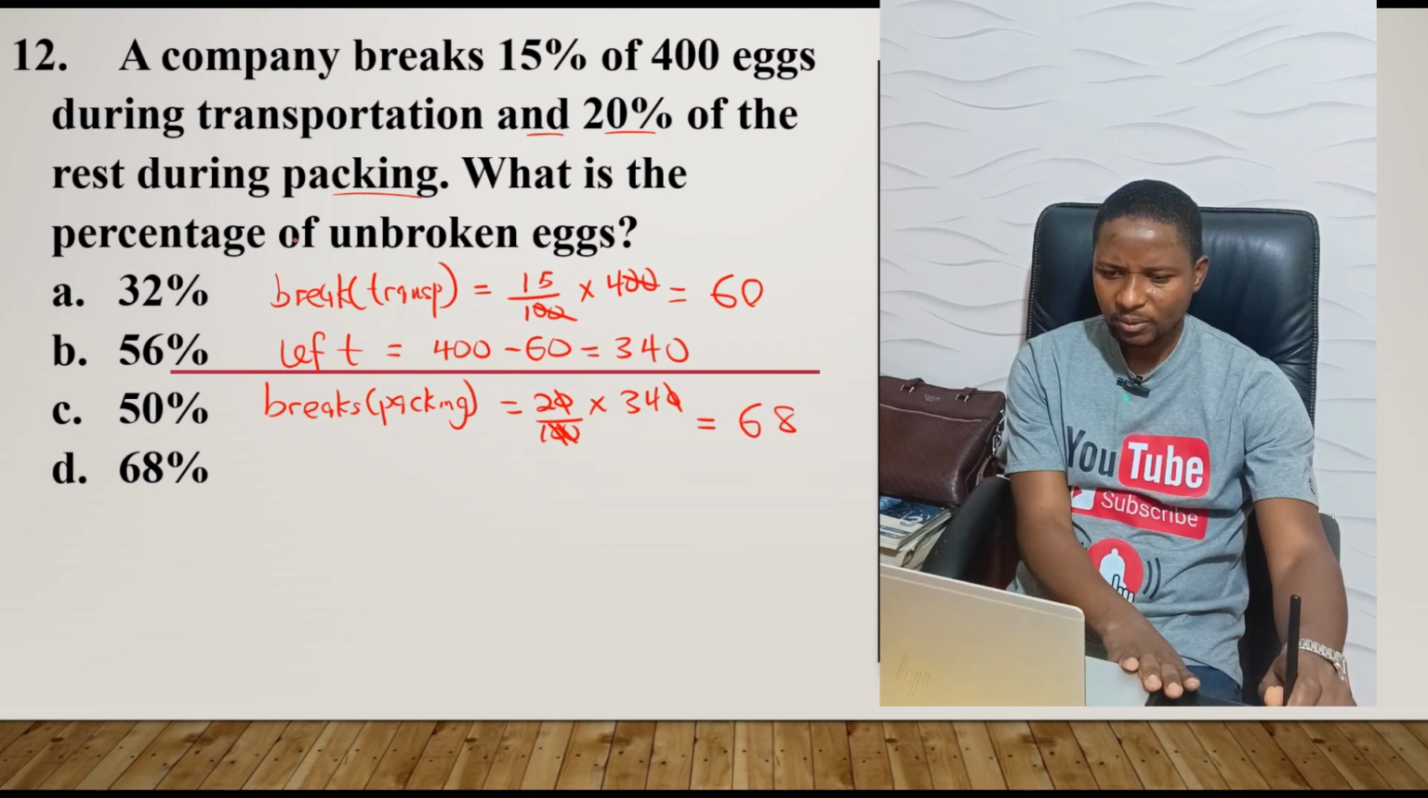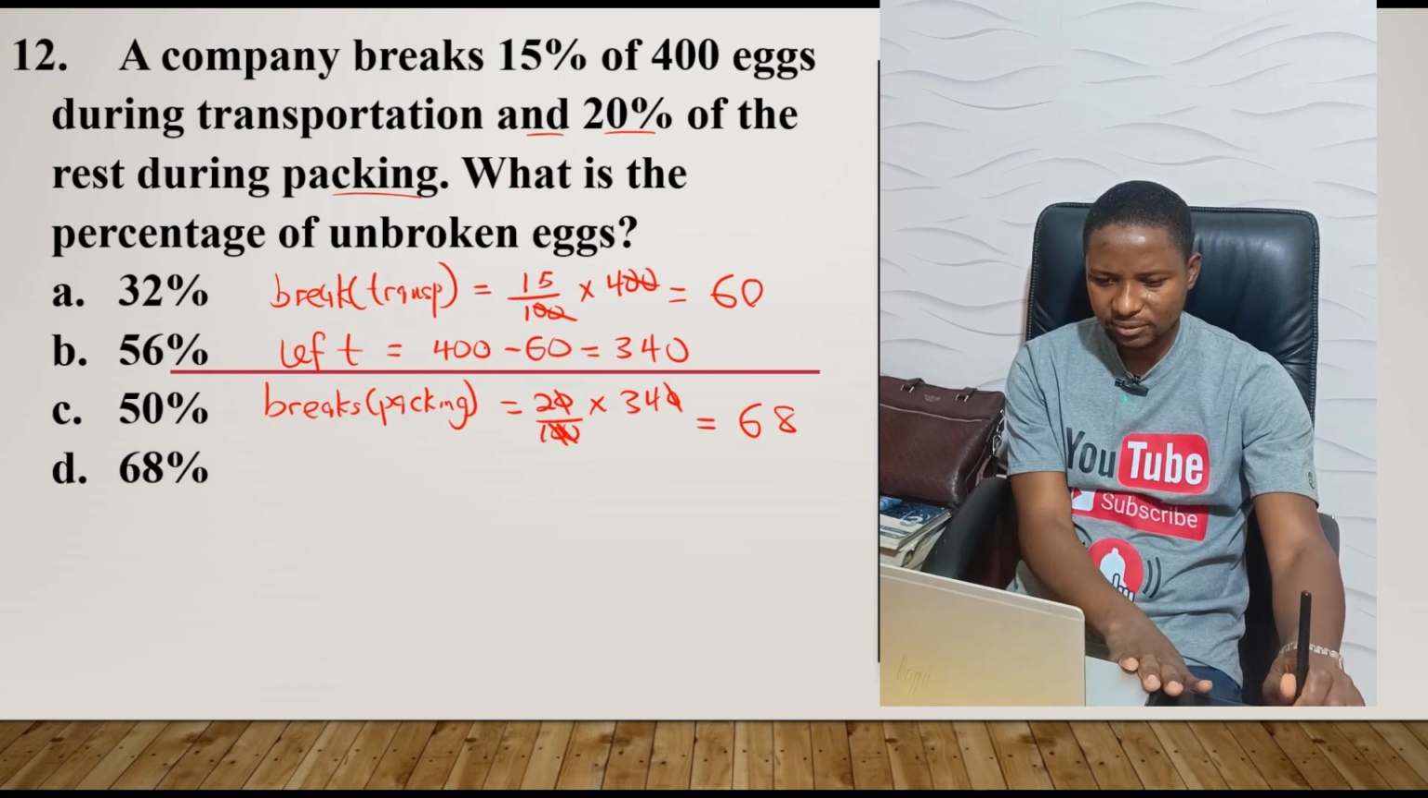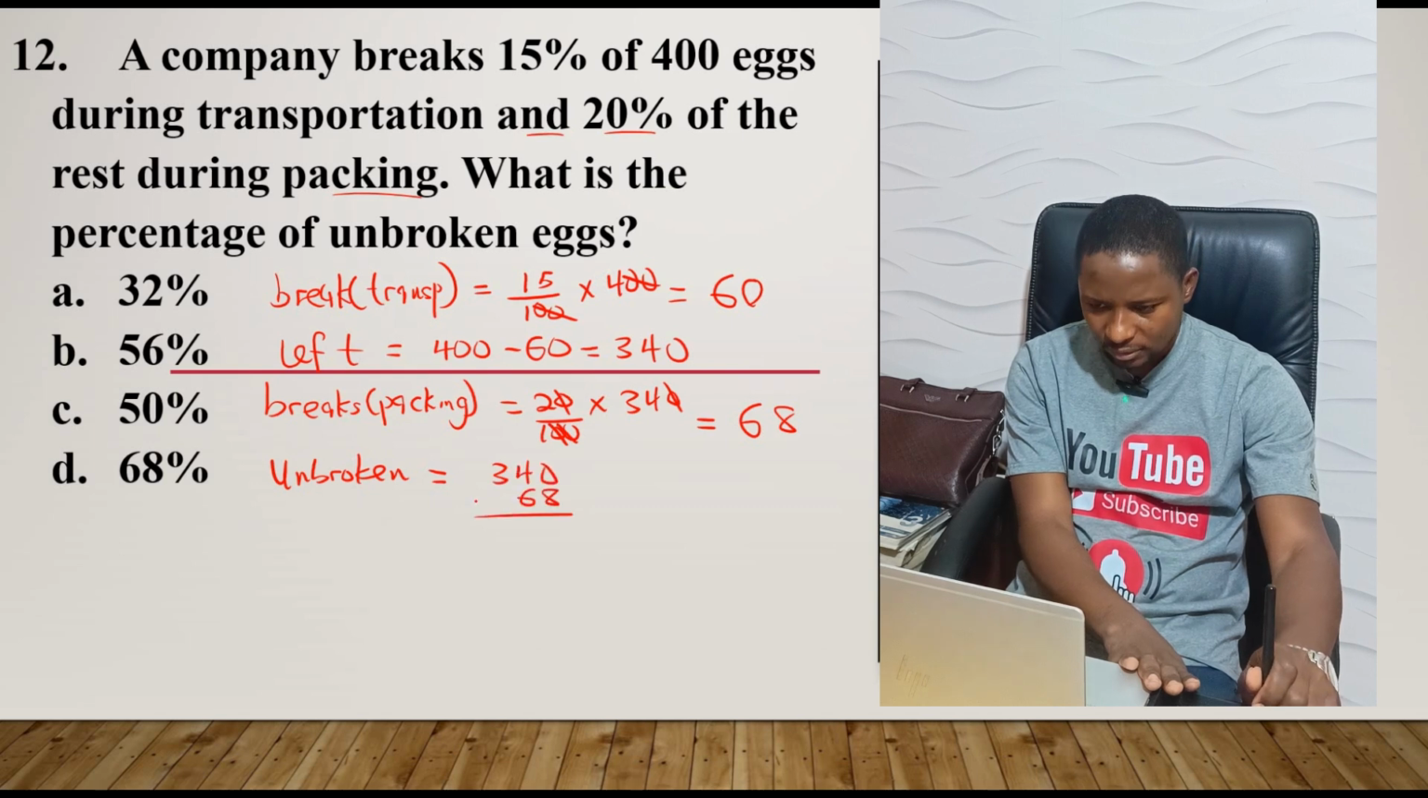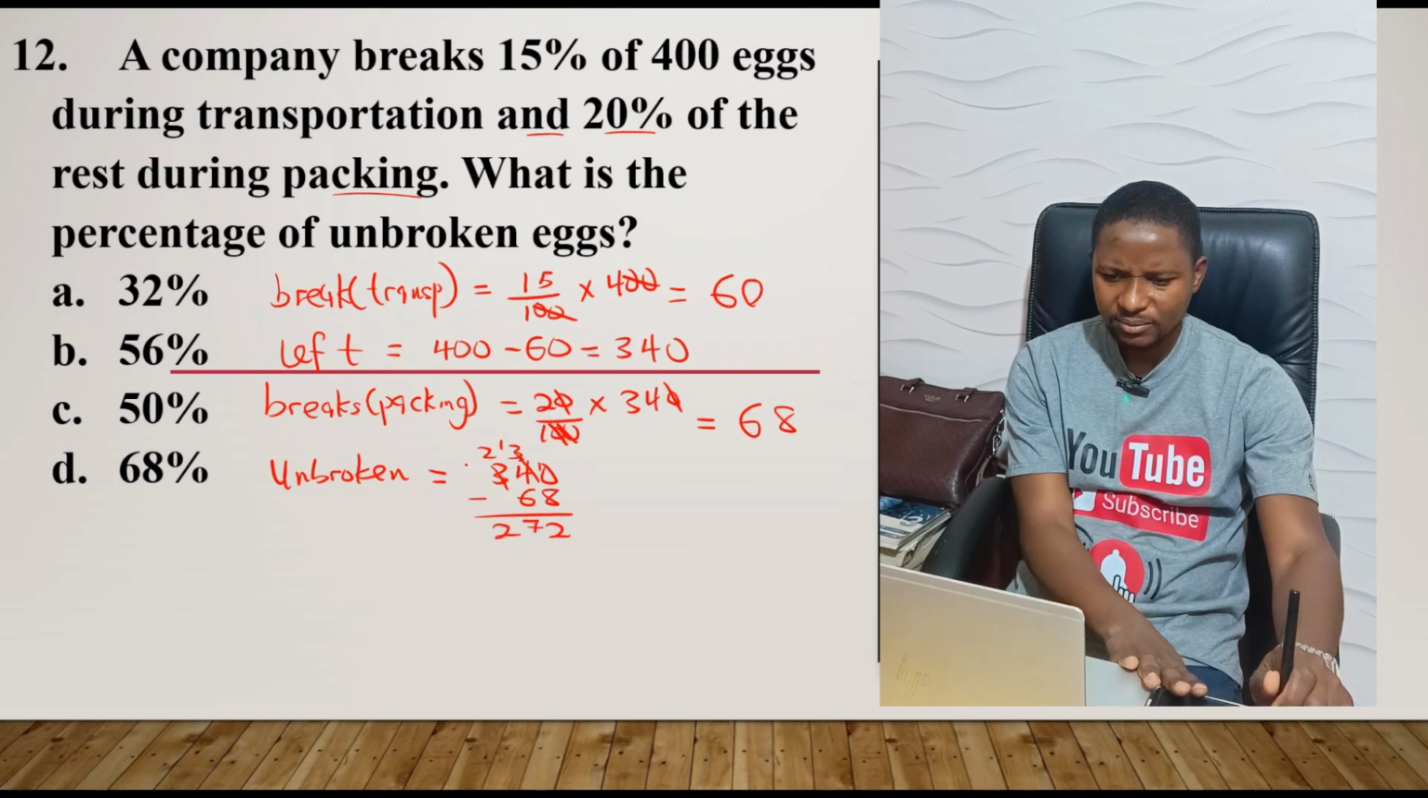So the question now is what is the percentage of the unbroken? So we have to find the unbroken. The unbroken will be what we have before, 340, minus 68. Borrow 1, 10 minus 8 is 2, borrow 1, 3 minus 1 is 2, 13 minus 6, that's 7, and this is 2. All right, so this is the unbroken.